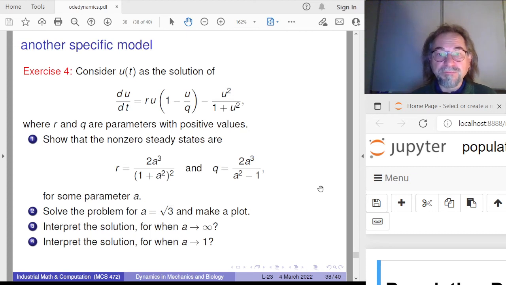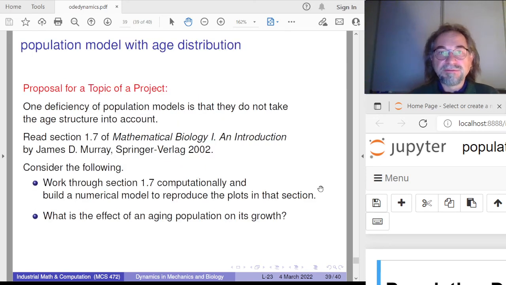So solve the problem for specific values, where it will be a specific value that's a cusp, and then interpret the solution: for which values of this letter A, what happens when A goes to infinity. You see that R, the birth rate, becomes very, very small. And you see that A equals 1 is also a special value. Okay, so that was an exercise.